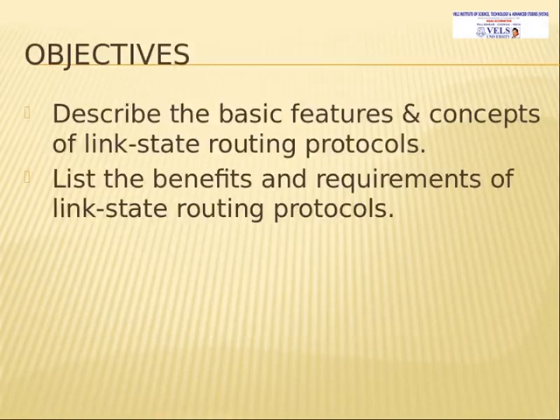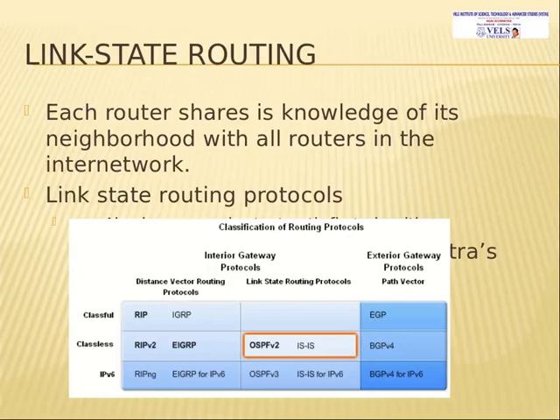Link state routing: the objective is to describe the basic features and concepts of link state routing protocols, and then list the benefits and requirements of link state routing protocols. So first, link state routing. Here each router shares its knowledge of its neighborhood with all routers in the internetwork. It is not like distance vector. It floods whatever it knows about its neighbors to the entire internetwork. So link state shares the knowledge about its neighbors with all the routers present in the network, and that will be flooded by the link state routing protocol.